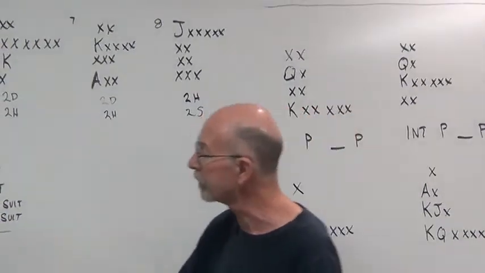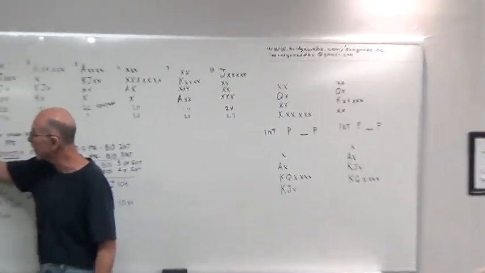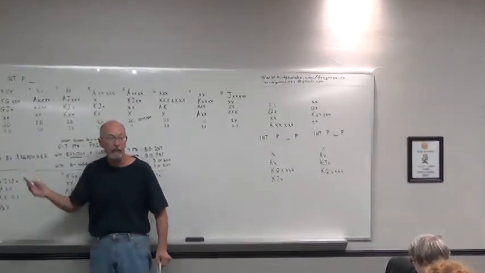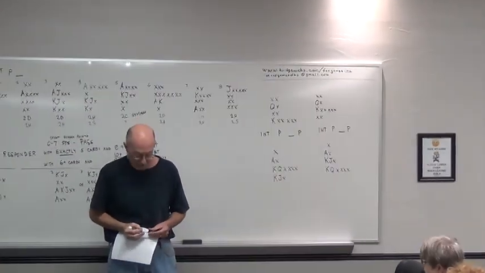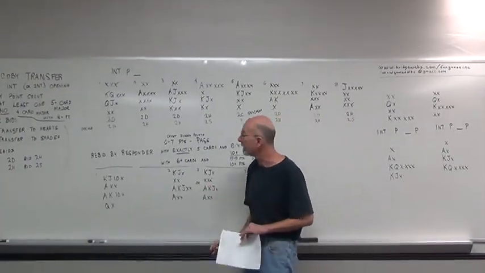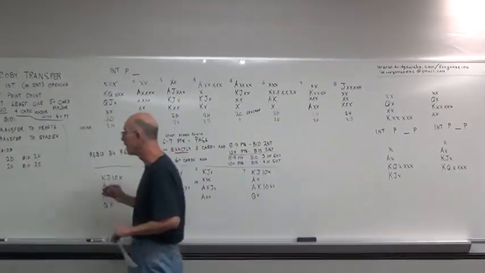Once you decided you're going to transfer, you bid the suit that transfers to the suit you want, and then your partner, the owner, automatically accepts the transfer and bids that suit. Okay? That should be very straightforward. Now, here's where it gets a little more tricky.